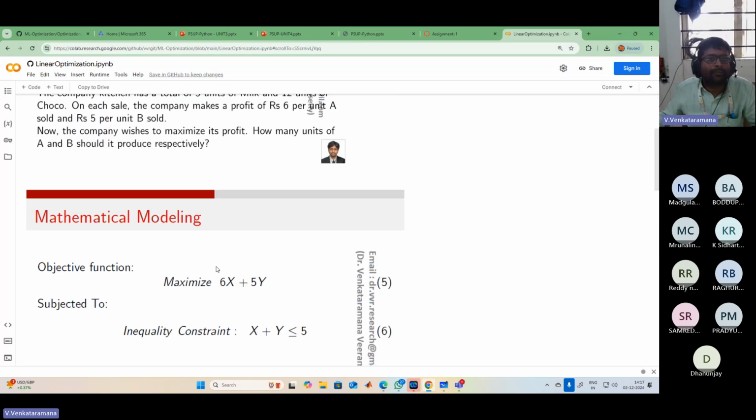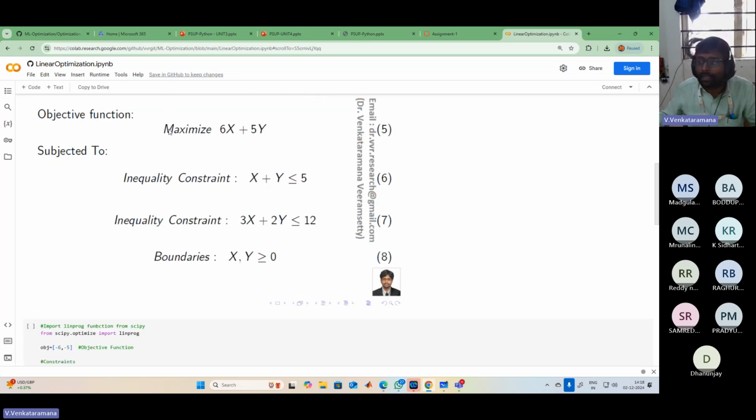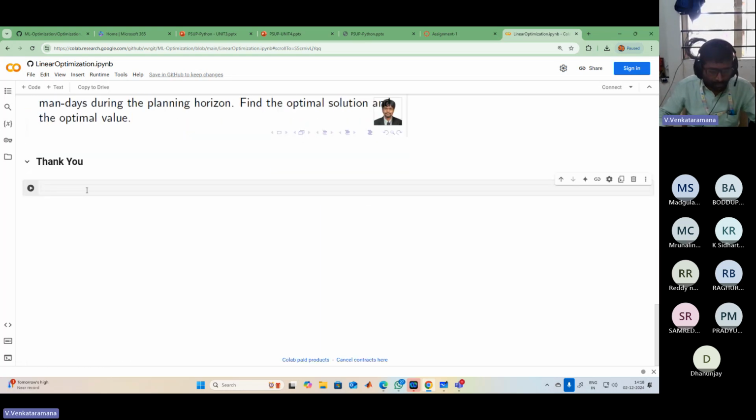Now, when we are converting this problem case study, this problem statement into mathematical modeling, your linprog method will work for the minimization problem, so I'm trying to convert this maximization problem to a minimization problem. So instead of maximize, minimize minus 6x minus 5y. Just multiply with the minus. Now, you can write the code: from scipy.optimize import linprog. We are trying to import the linprog method.